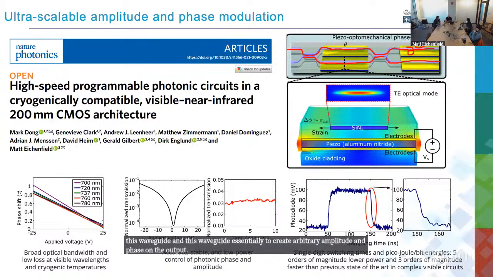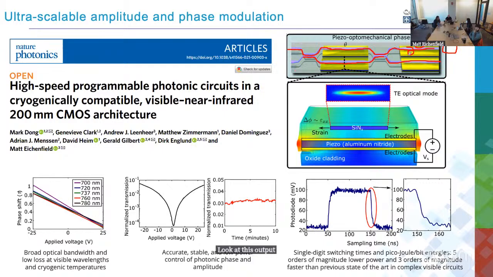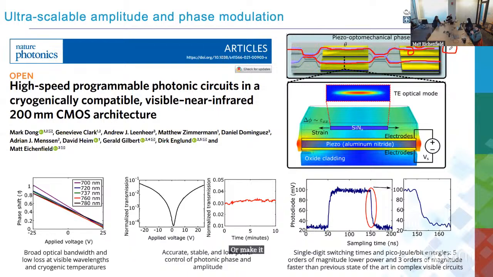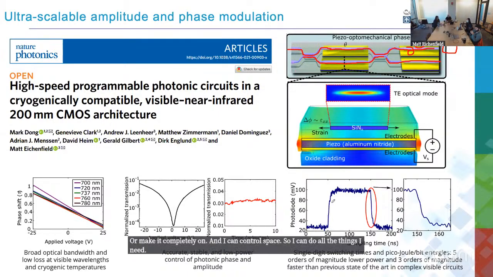So I could just say, look at this output port. Now if I make all the light go out over here, there's no light coming out here, or I can make all the light come out up here. So I can turn the light completely off or make it completely on, and I can control its phase. So I can do all the things I need. Now, I can also do that very fast.